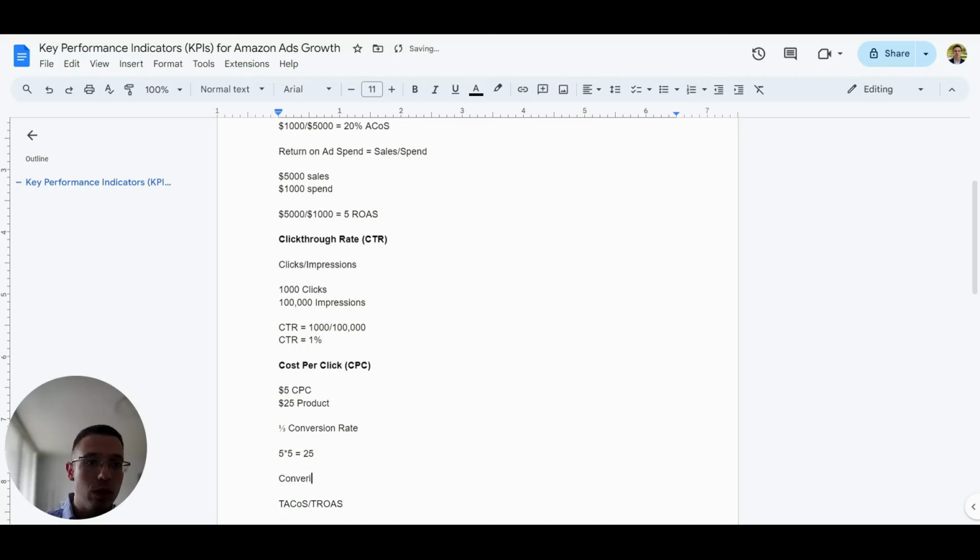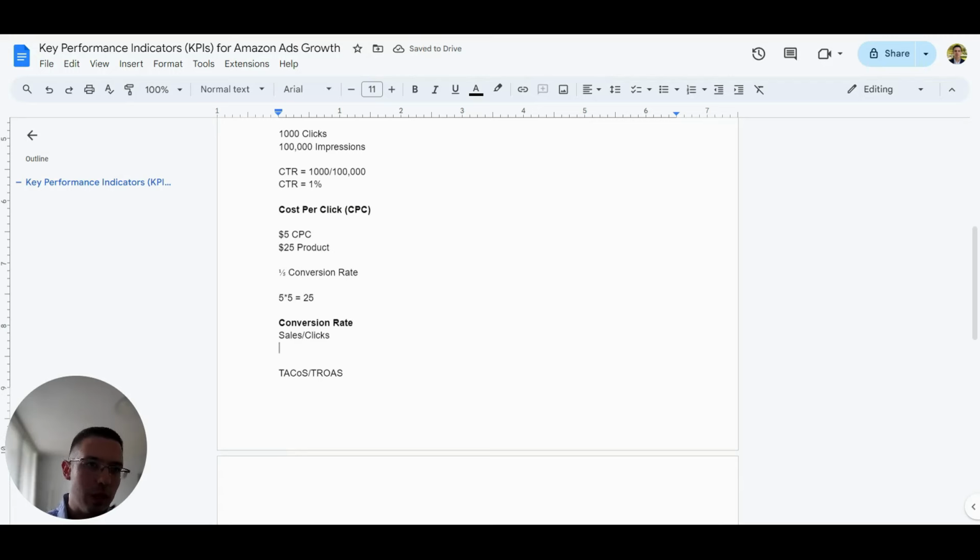That brings me to my next metric, which is conversion rate. Conversion rate is basically how often your product converts, and that is derived by sales divided by clicks. So let's say, for example, you've got one sale, 5 clicks, equals 1 in 5 conversion rate, or 20% conversion rate, which for Amazon is very good.